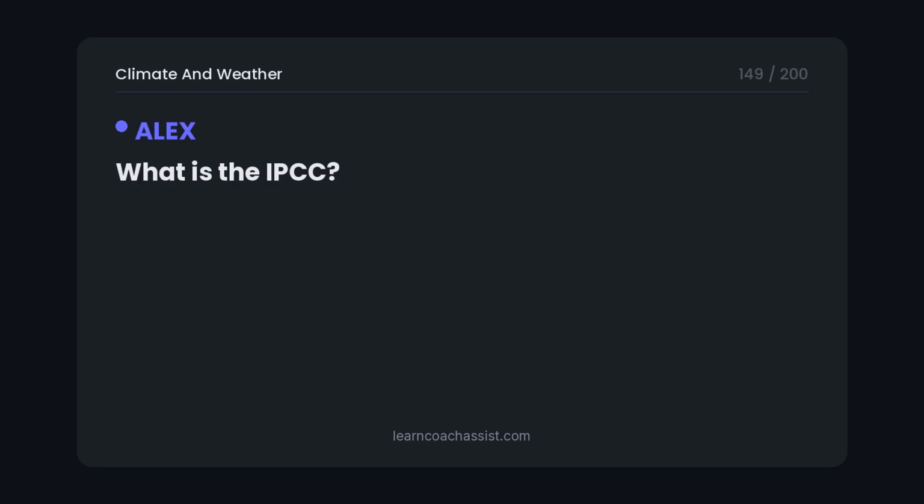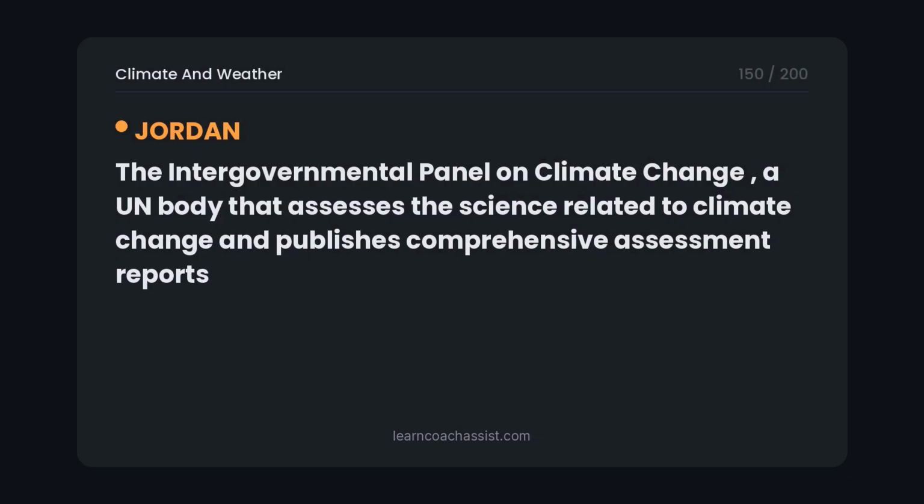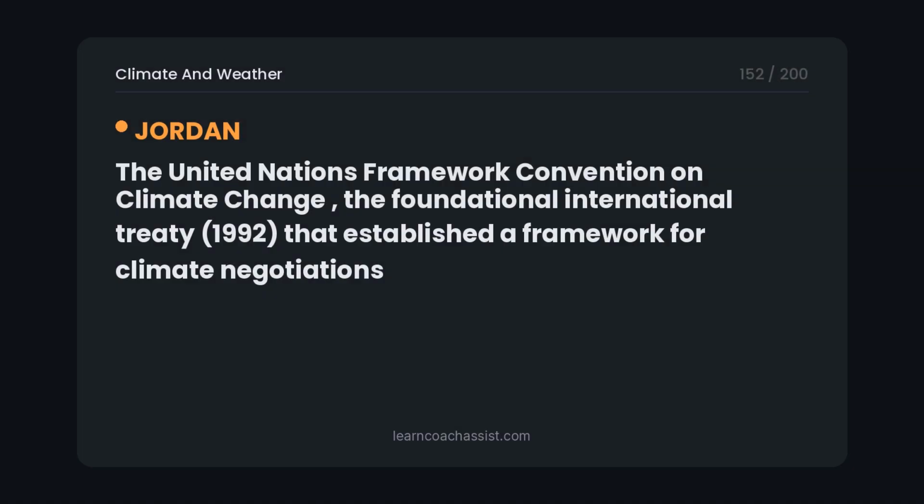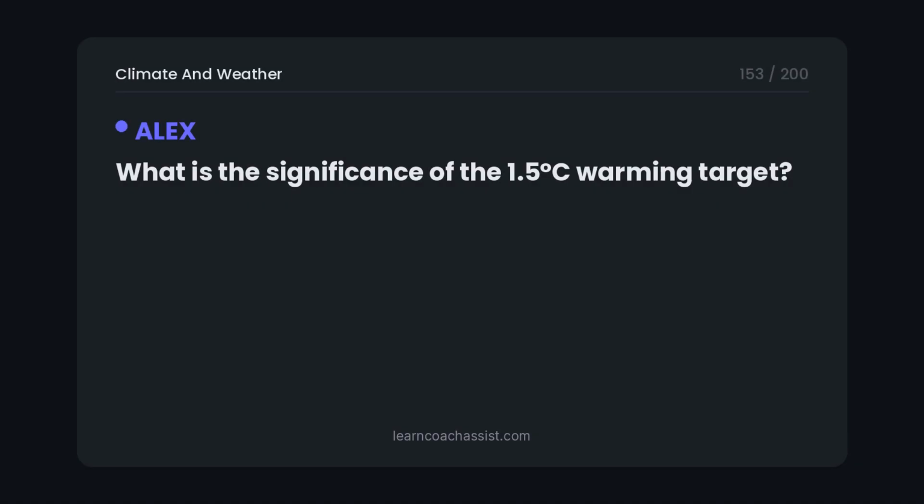What is the IPCC? The Intergovernmental Panel on Climate Change, a UN body that assesses the science related to climate change and publishes comprehensive assessment reports. What is the UNFCCC? The United Nations Framework Convention on Climate Change, the foundational international treaty, 1992, that established a framework for climate negotiations.